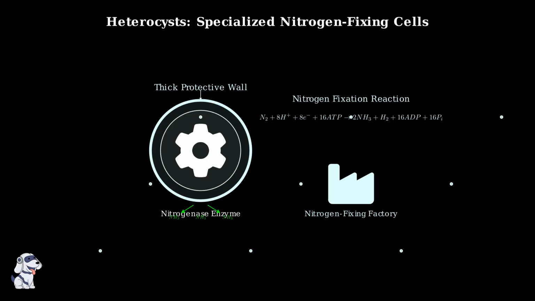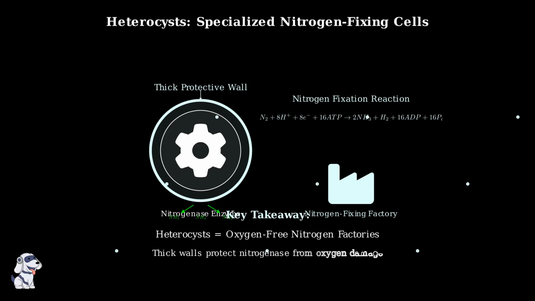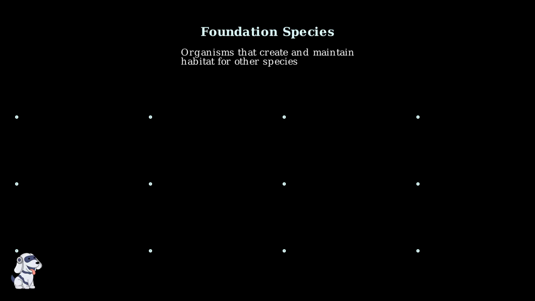This makes heterocysts absolutely crucial for Anabaena's survival and ecological role. Heterocysts represent one of nature's most elegant solutions to a biochemical challenge, creating an oxygen-free zone within an oxygen-producing organism to enable nitrogen fixation. Anabaena serves as a foundation species in aquatic ecosystems. Foundation species are organisms that create and maintain the habitat structure that other species depend on for survival.